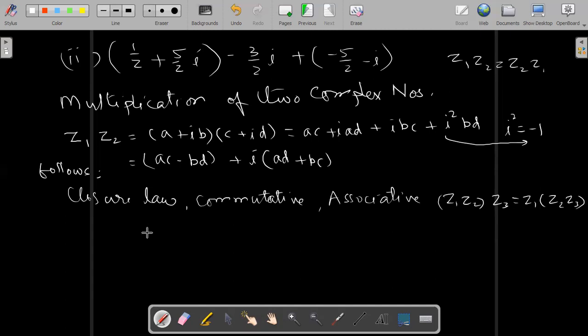Then there is the existence of multiplicative identity. Multiplicative identity means the number which, when multiplied with all the numbers, will give you the same. So the multiplicative identity is 1 here, because 1 means 1 plus 0 iota. When you multiply with 1, nothing will change. So that is the multiplicative identity.